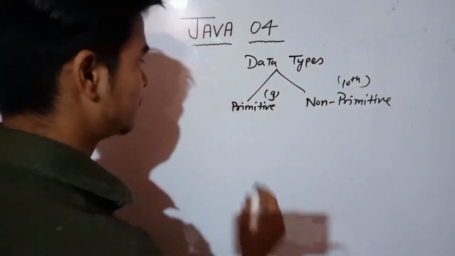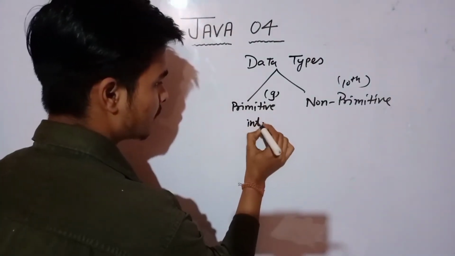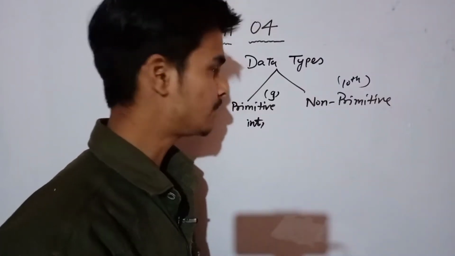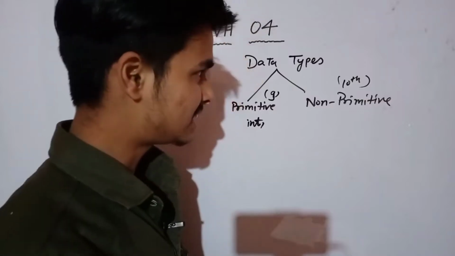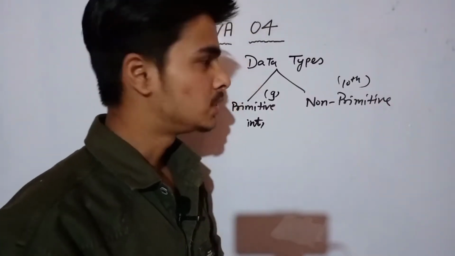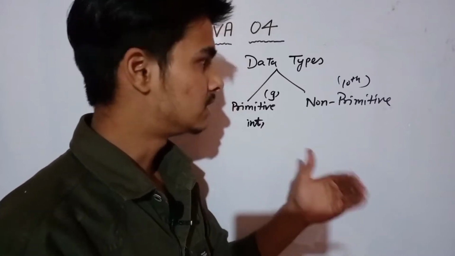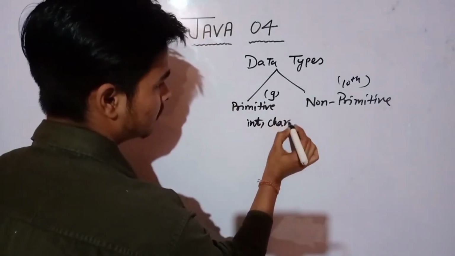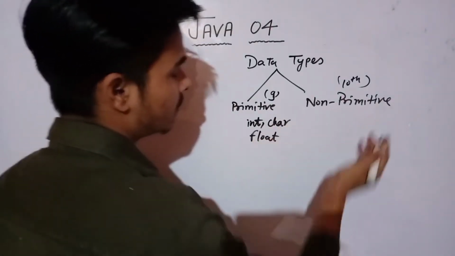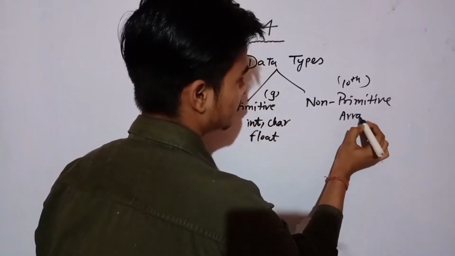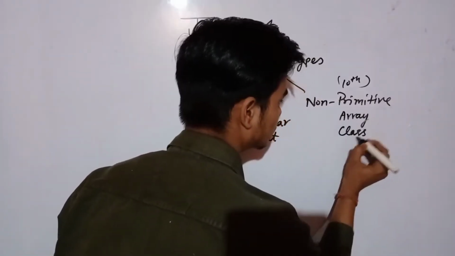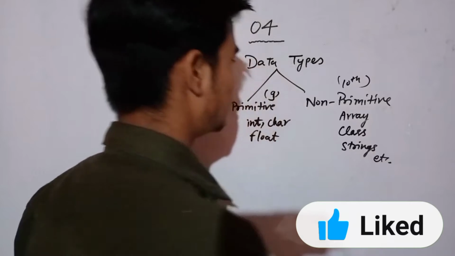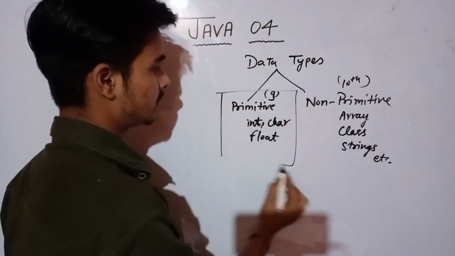Primitive are something like integer. Primitive can be understood as an independent data type, but if you are not understanding these things now, don't worry, you will understand as you proceed and learn further. If I talk about primitive, then we have int, char, float. And if I talk about non-primitive, we have array, class, strings, and all that. So basically we need to understand primitive and non-primitive.